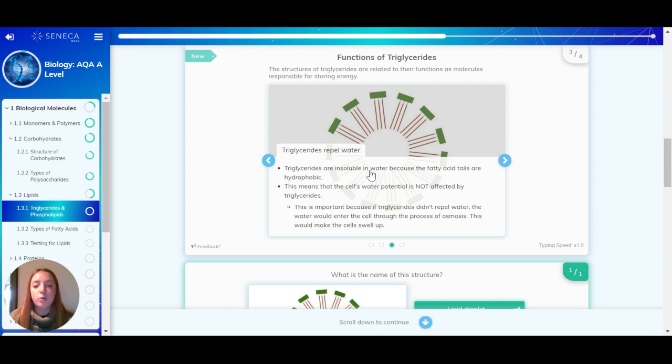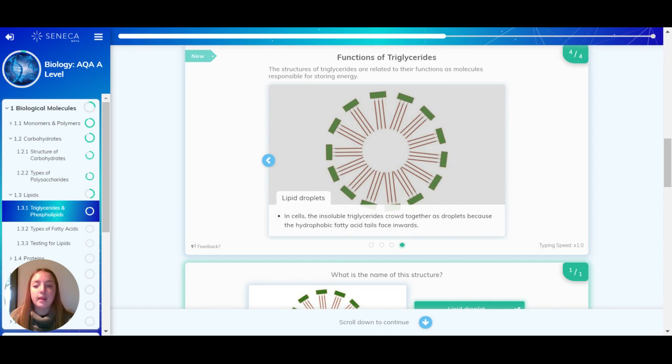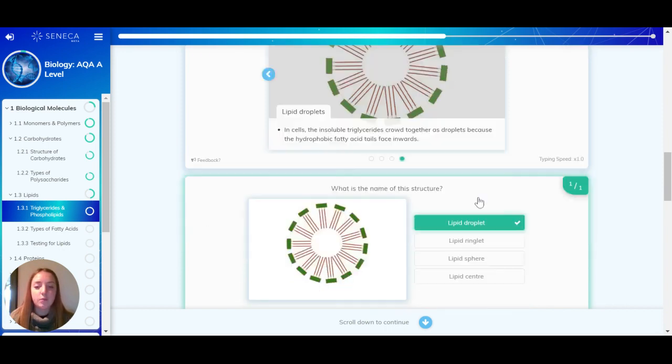Triglycerides are insoluble in water because the fatty acid tails are hydrophobic. This means that the cell's water potential is not affected by triglycerides. This is important because if triglycerides didn't repel water, the water would enter the cell through the process of osmosis, and this would make the cells swell up. In cells, the insoluble triglycerides crowd together as droplets because the hydrophobic fatty acid tails face inwards.